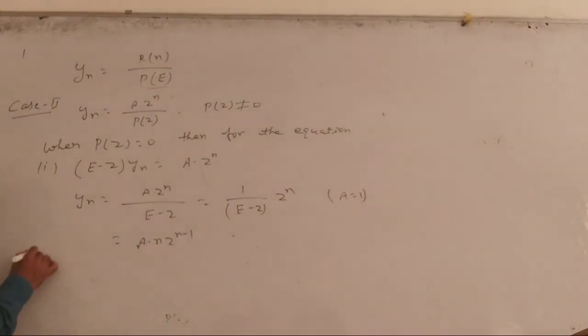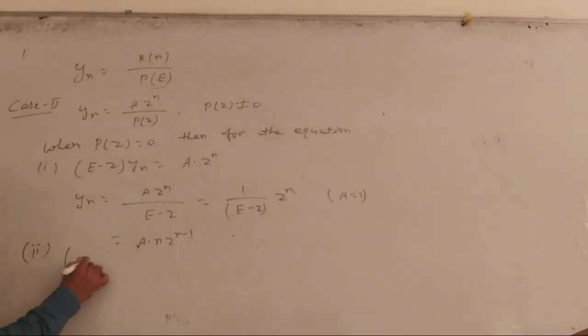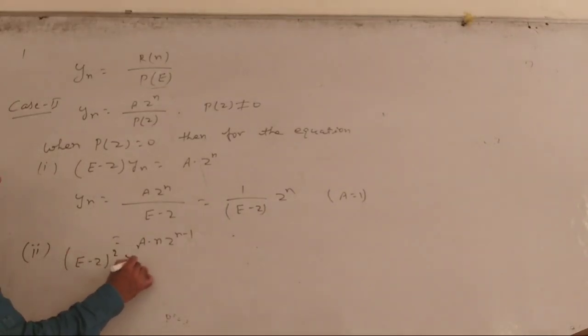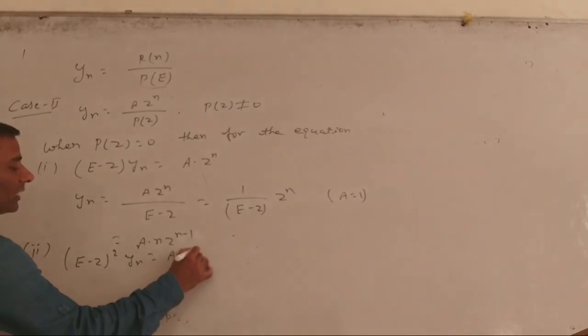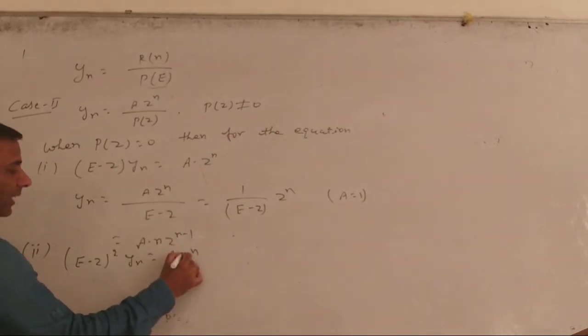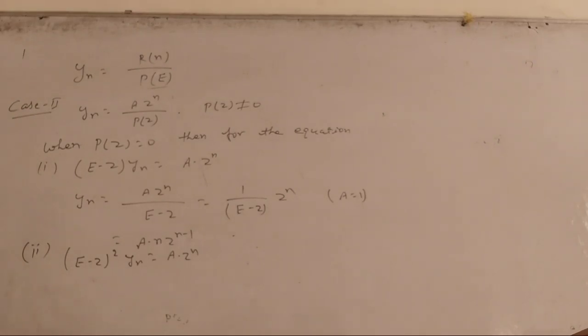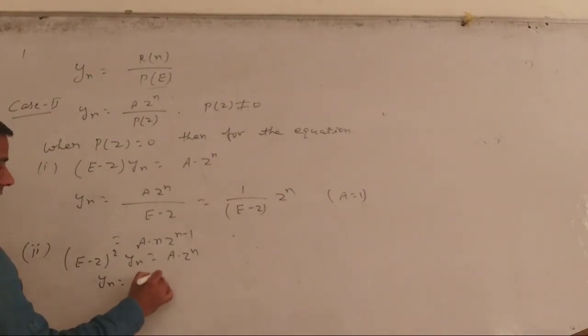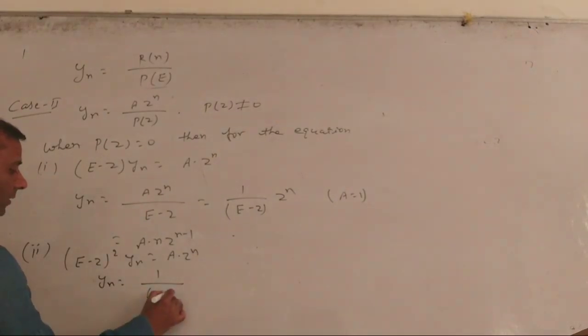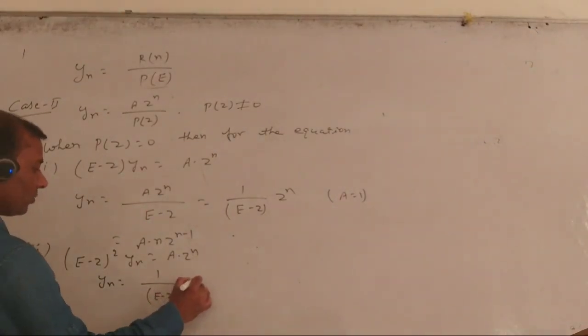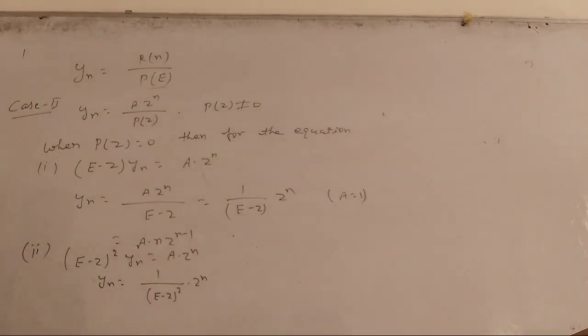Now for the second one, if we have (E minus z) whole square into yn equals a into z^n, then in such cases our particular solution will be yn equals 1 upon (E minus z) whole square into z^n, and again we have taken a equals 1.